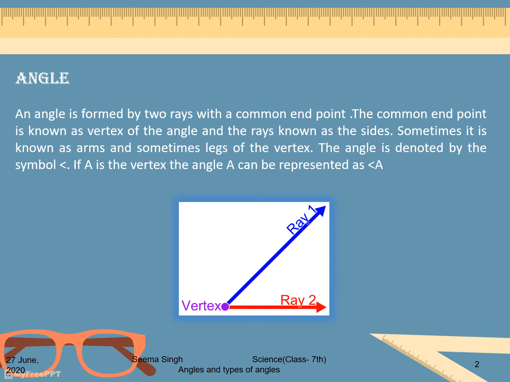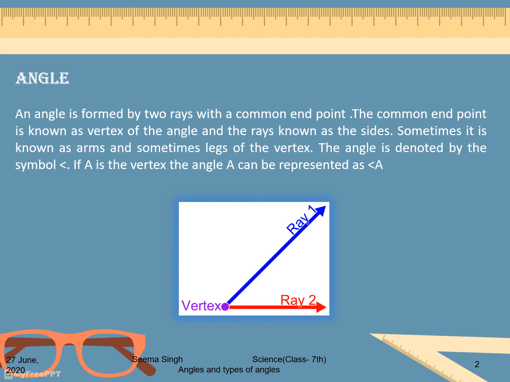An angle is formed by two rays with a common endpoint. In the image we can see the common endpoint is the vertex. The common endpoint is known as the vertex of the angle and the rays are known as sides. So the vertex forms the angle and these rays, ray 1 and ray 2, are also known as sides. Sometimes they are known as arms and sometimes legs. So these rays have various names.